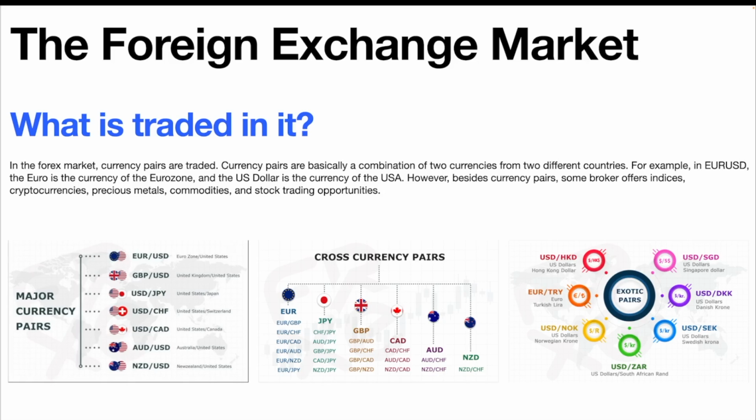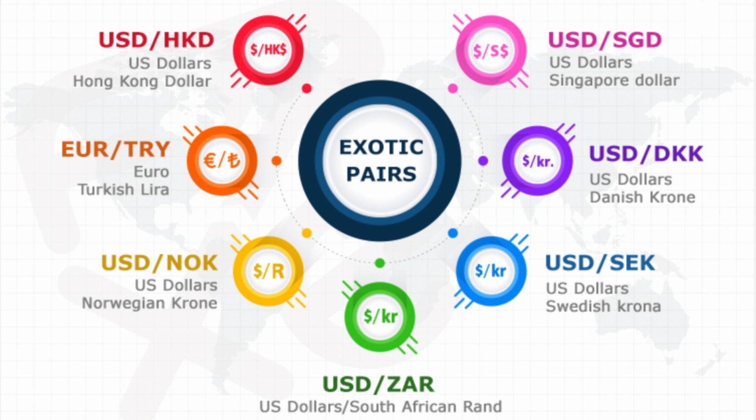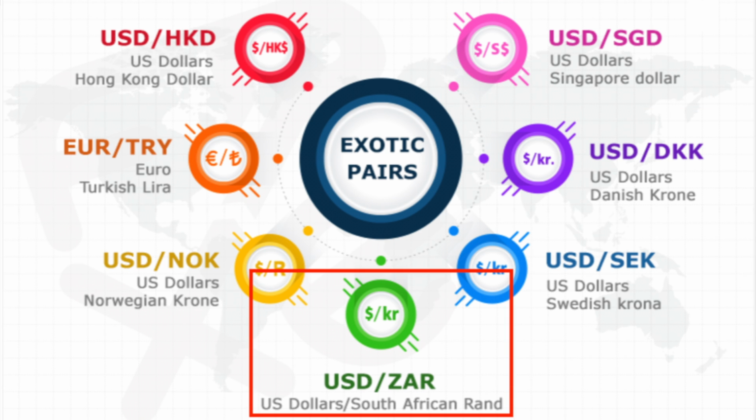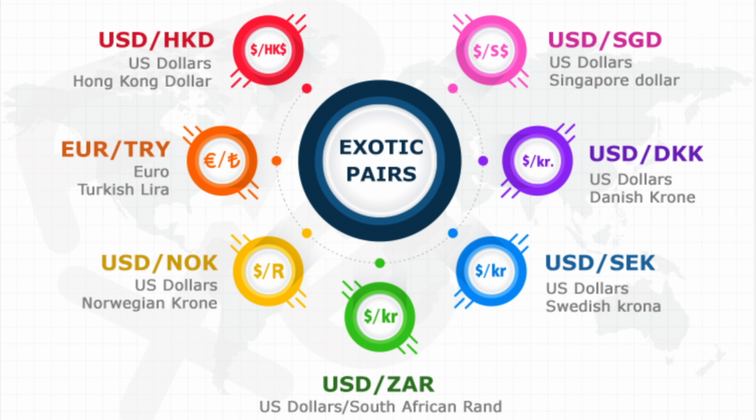Now this is where it gets more and more rare, where we have the exotic pairs. We call this the exotics. These are currency pairs that exist, but not many broker accounts offer the ability to trade these pairs. For example, the US dollar versus the Singapore dollar, the US dollar versus the South African rand, right? These pairs you would find very rarely in broker accounts.